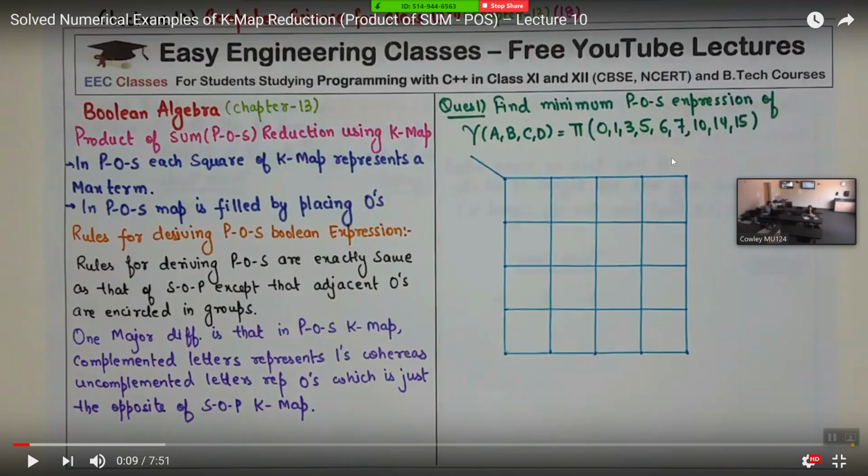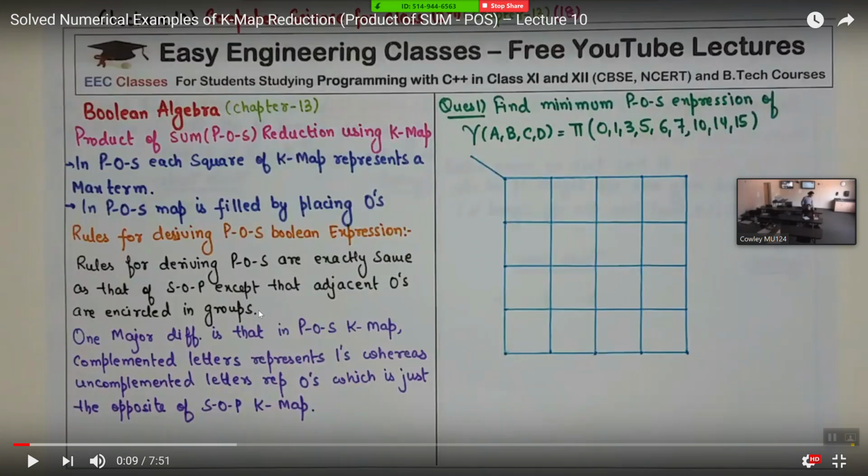It says that the map is filled by placing zeros. Rules for deriving it are exactly the same as that SOP. What's that stand for? Sum of products. And POS is product of sums. Except that adjacent zeros are encircled in groups.